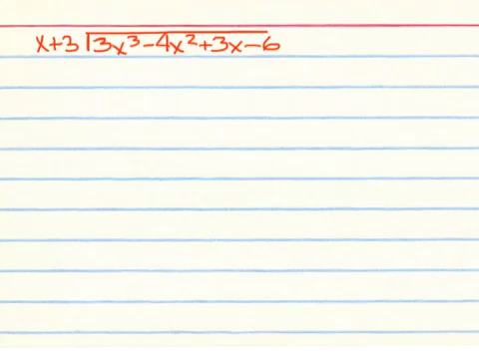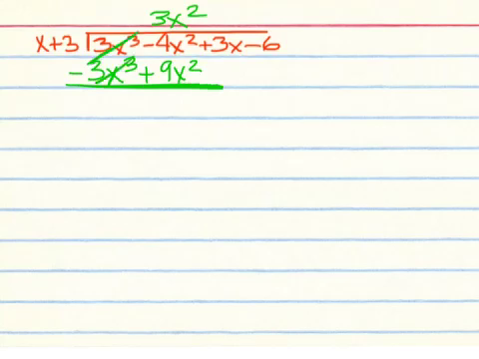The solution for the practice problem starts with this. What do I multiply x by to get 3x to the third? And that would be 3x squared. And now you multiply that by x plus 3 to get 3x to the third plus 9x squared. Subtract, these cancel out, and this subtraction will give you a negative 13x squared.